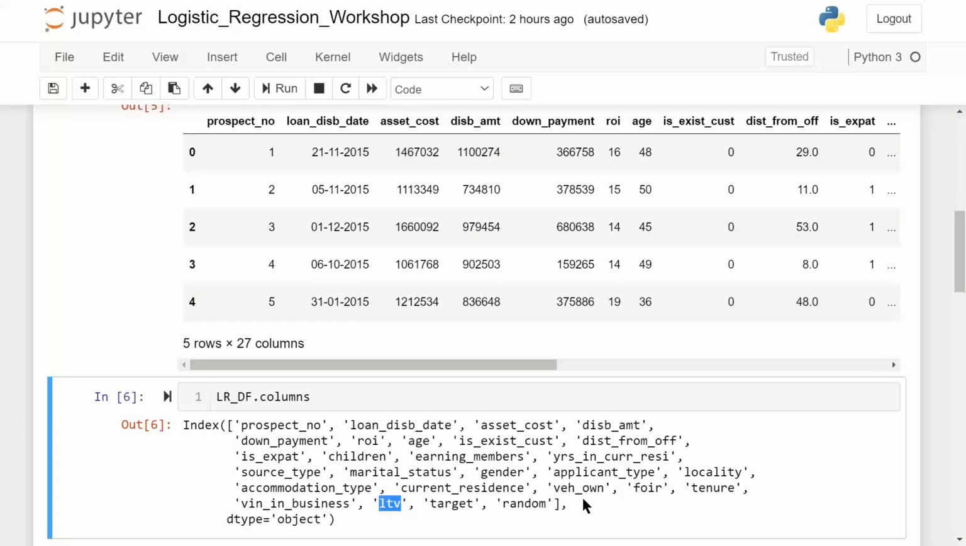Loan to value: the higher the loan, the higher the defaults. Yes, the higher the loan to value ratio, which means you give a higher loan amount against the property, the more risk you are taking, and as such the chances of default are higher.